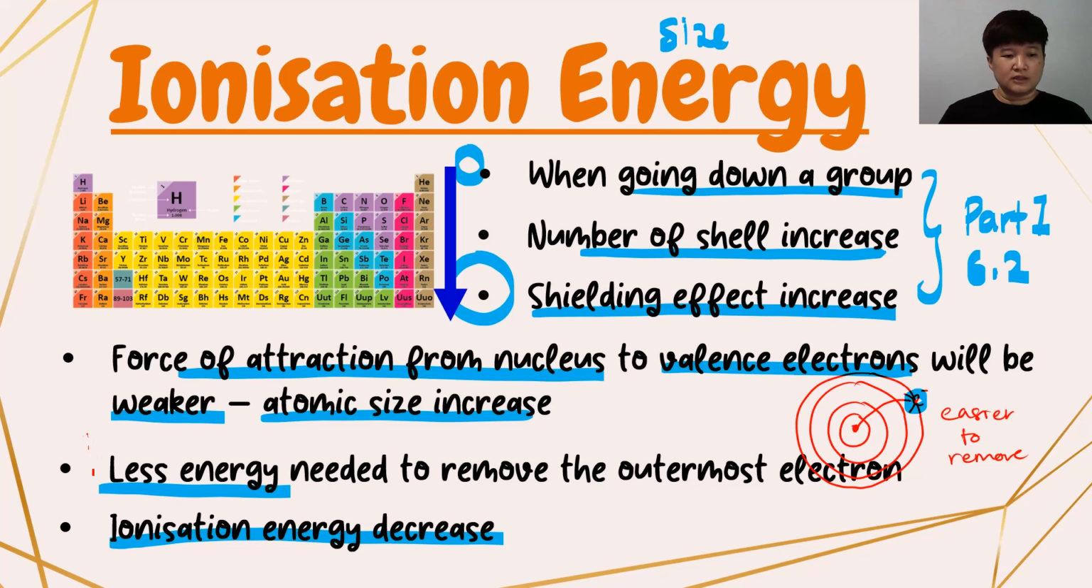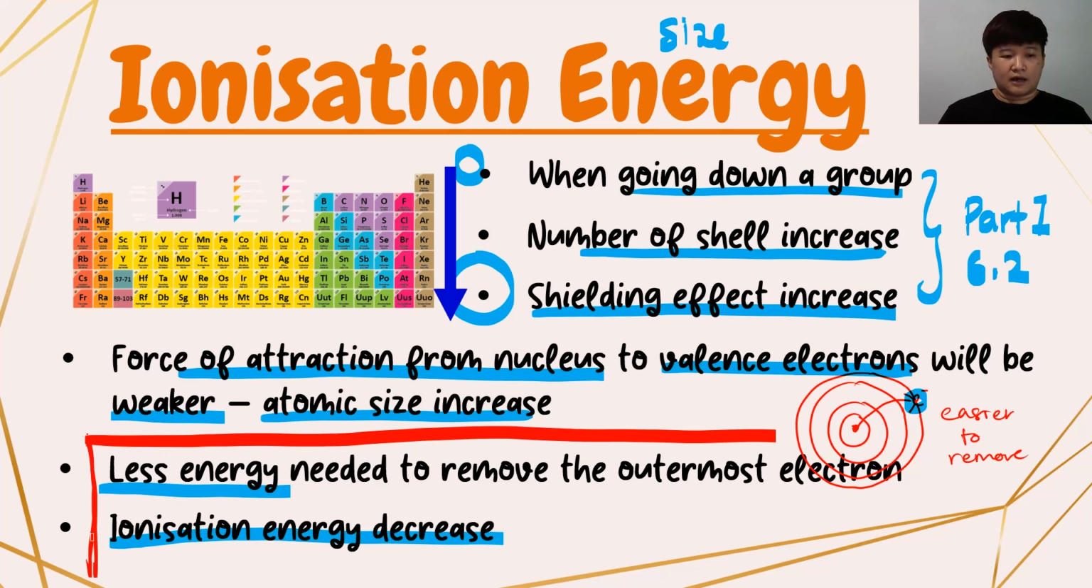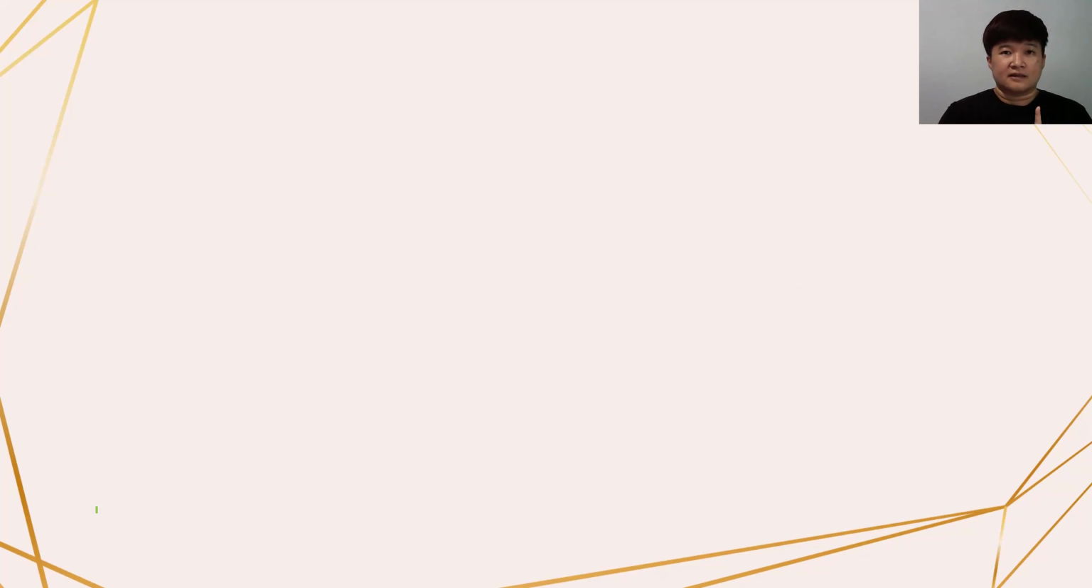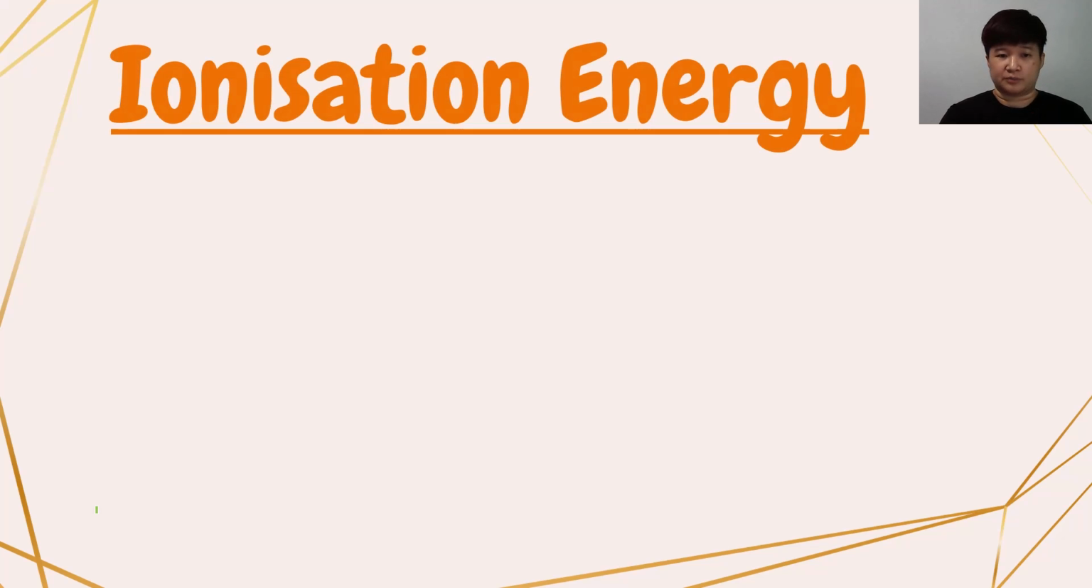Only this last part is about ionization energy. Most of it is about the size, and why the size is bigger. Next is the conclusion for ionization energy moving across a period.